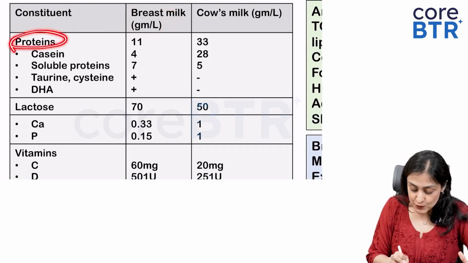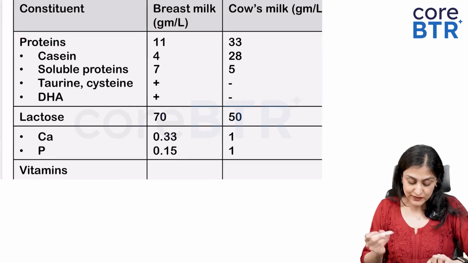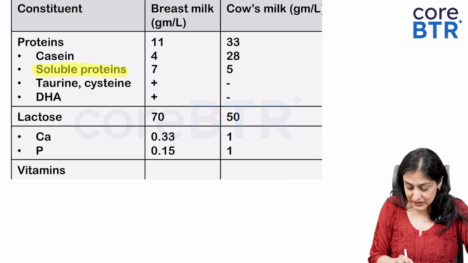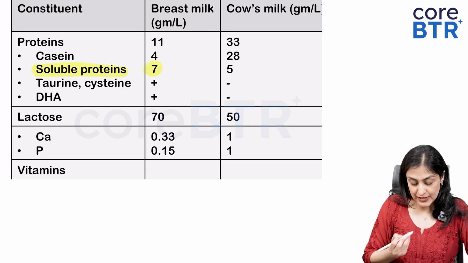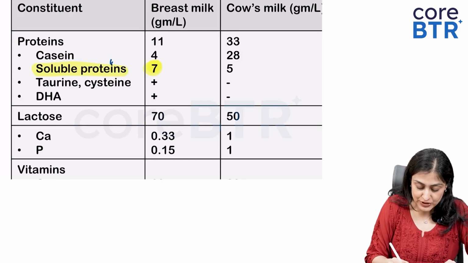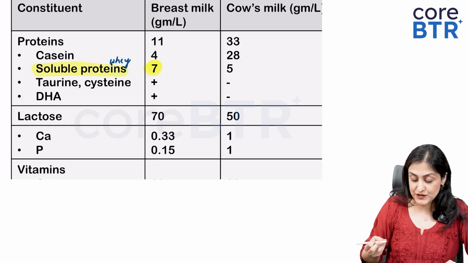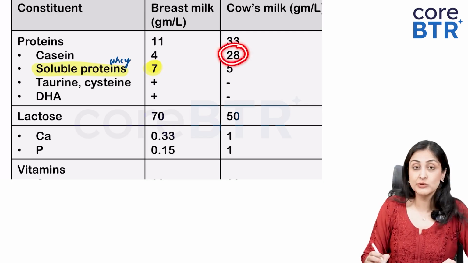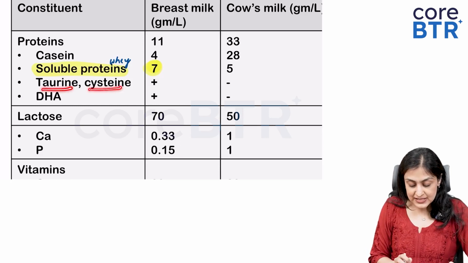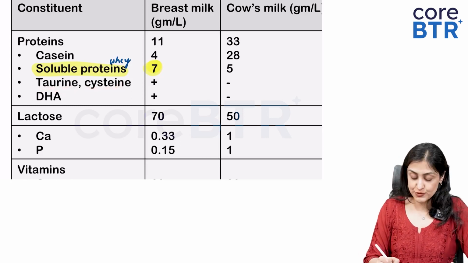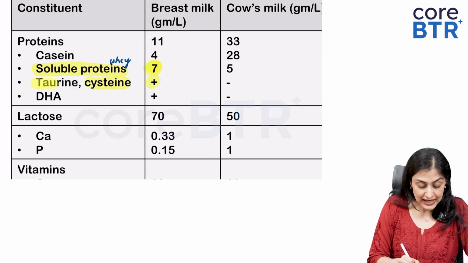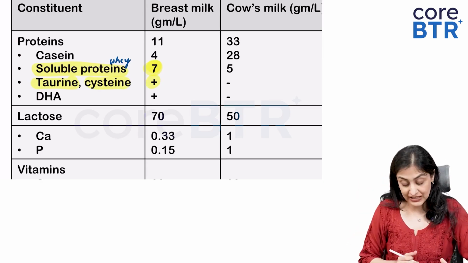So in proteins, you can see the quantity is not winning. So we say nahi, but quality is better, where we say that our soluble proteins are much higher. Okay, so this is what you need to know. Soluble protein or whey protein is higher in breast milk, versus casein, which is insoluble, is higher. C for C, casein in cow is higher. Taurine and cysteine, so the quality of protein also is better, where we have these sulfur containing amino acids like cysteine, taurine, which help in brain development.